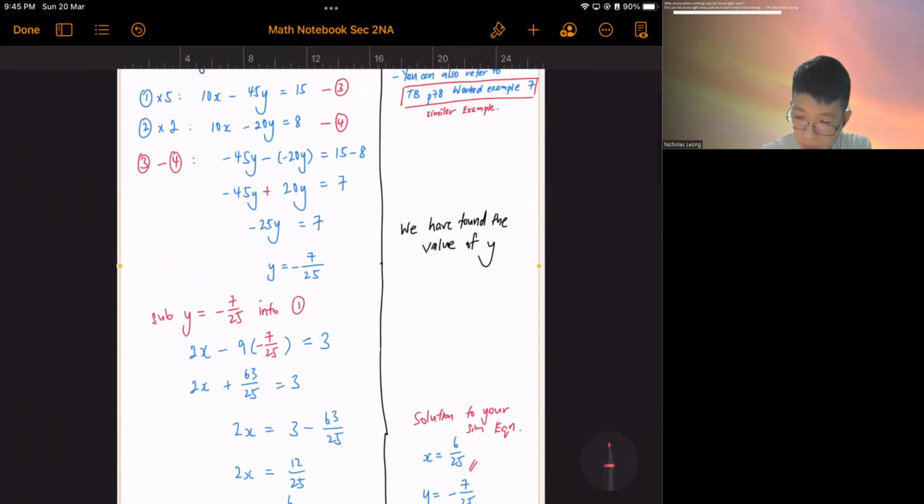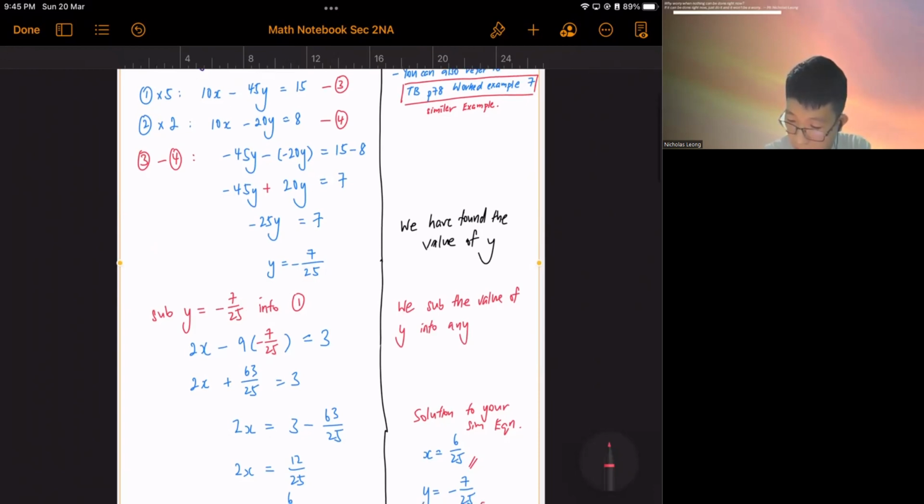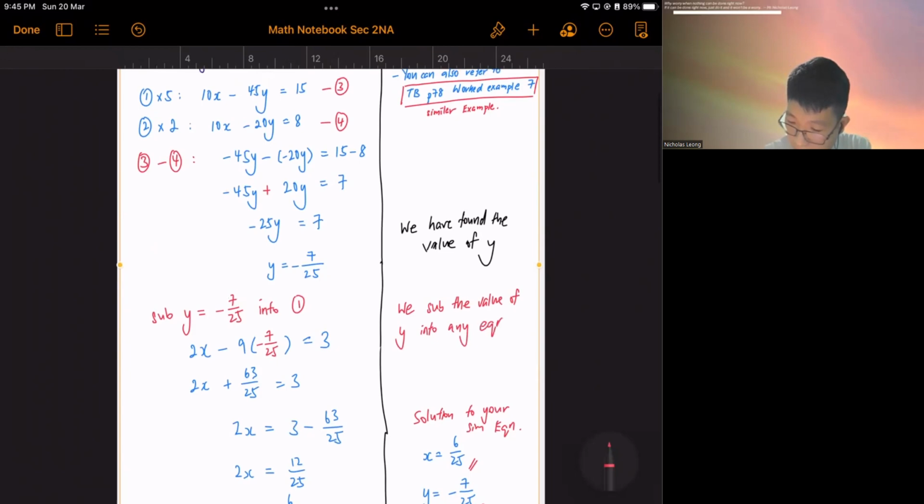In the final step here, we are substituting the value of y into any of the equations. I'm using equation 1 as an example, but any equation works, to find the value of x.